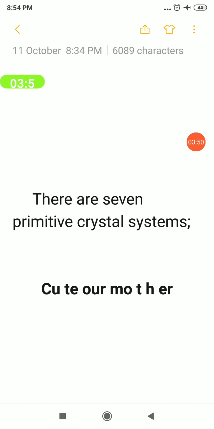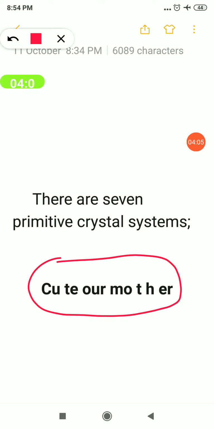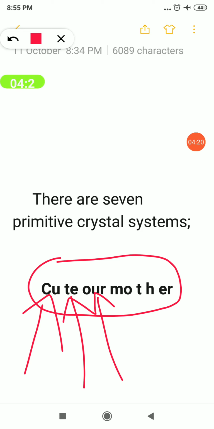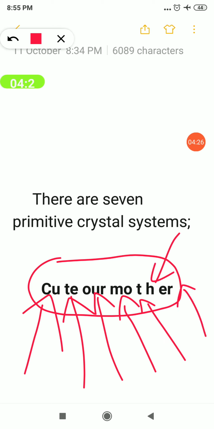Then in the primitive unit cells there are 7 crystal systems. We are going to see what they are. Shortly we can remember it as "cute our mother". Look at this shortcut, it will be easy for memorization. What I have given you is cute our mother. Here QE is cubic. Then TE is tetragonal. Then our is orthorhombic. MO is monoclinic, T is triclinic, H is hexagonal, then R is rhombohedral.